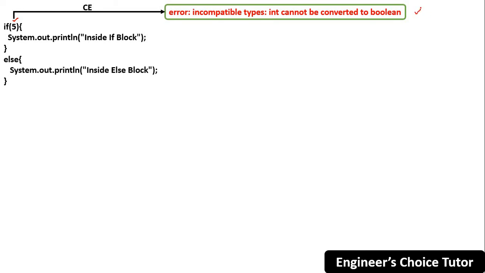So now, is the point clear? The argument to the if statement is mandatory and it should be of only boolean type. Make this thing clear. The next rule is that specifying the else block is optional.